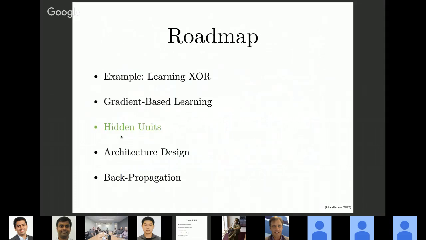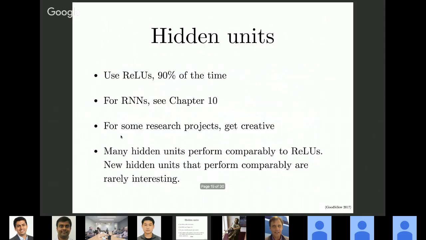The next part of our roadmap is the hidden units section. And there's really not a whole lot to say about hidden units. Most of the time, you can use rectified linear units. And if you want to use something else, for some research projects, it makes sense to get a little bit creative. If you know that you're doing something unusual in your research project and you need to change the hidden units to compensate, that can make sense to do.